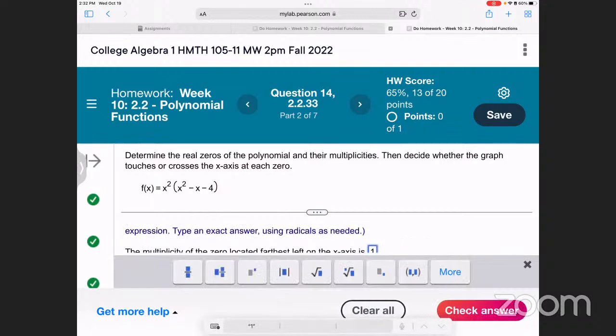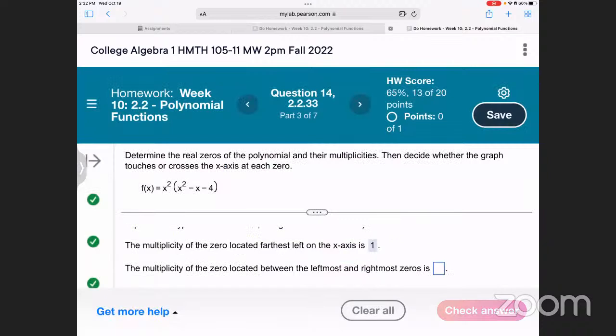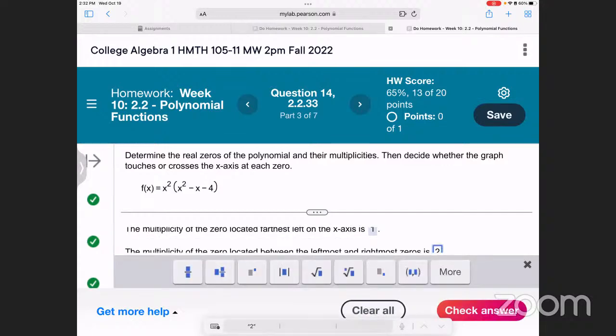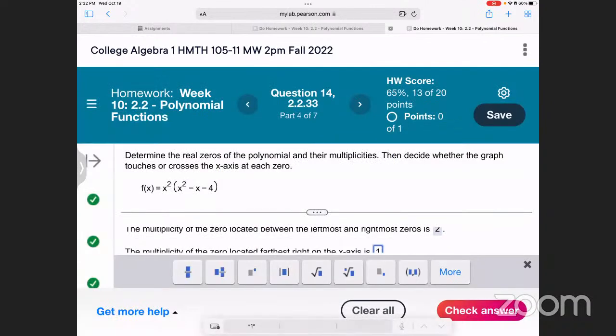Okay. And what that means is that, so the middle zero, let me see. So the middle zero is going to be the origin, and that one has a multiplicity of 2. Okay. And then I think we said that the far right one should also have 1. So it goes like 1, 2, 1 in this case.